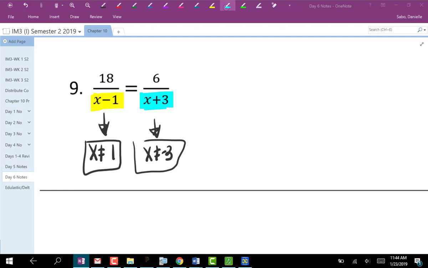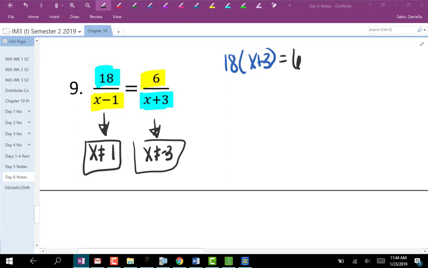Okay, so let's go ahead and cross multiply. So the blues you're going to cross multiply and the yellows you'll cross multiply. It doesn't matter which one you choose to do first. So I'm just going to go 18 x plus 3. Again, it did not matter. You could have done 6 first. And then equals 6 x minus 1.